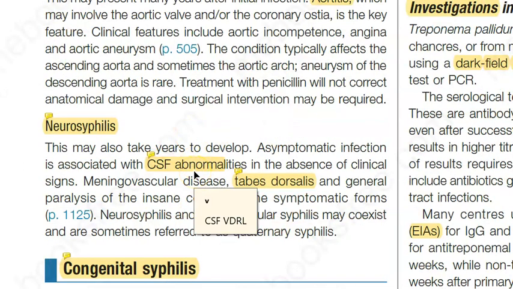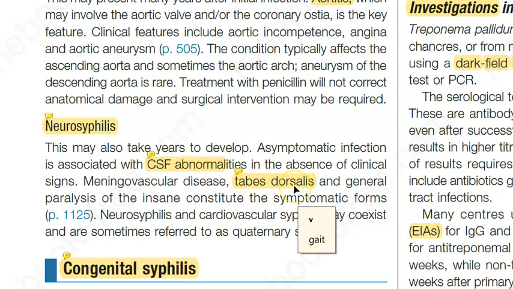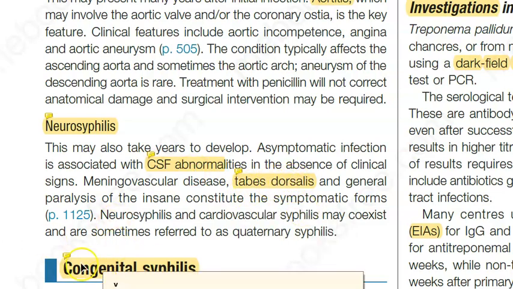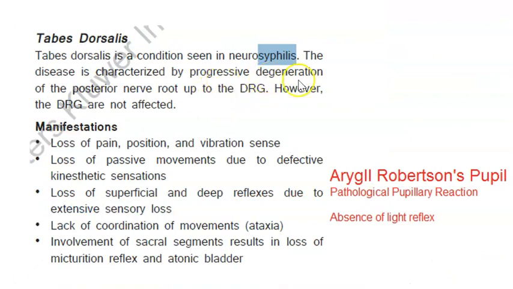Okay. Then coming to neurosyphilis, guys, you can check the CSF, you can do a CSF VDRL, there will be CSF abnormalities. These people can have tabes dorsalis. What is this? Very important term this is. Tabes dorsalis. So here they are saying progressive degeneration of the posterior nerve root up to the dorsal root ganglion, is it? So there will be loss of pain, position, vibration sense, loss of passive movements, lack of coordination, ataxia they will have. Okay, so this is all you have to know.